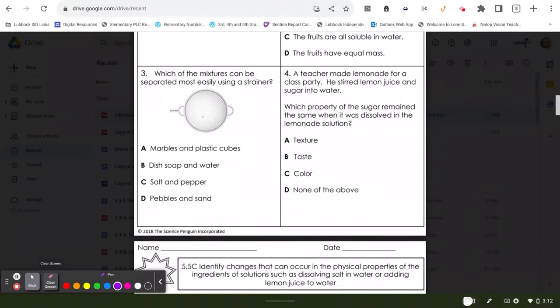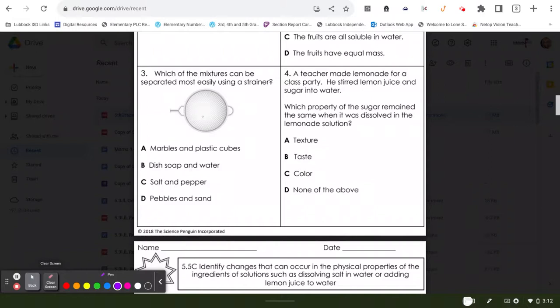Okay, last one for this week. A teacher made lemonade for a class party. He stirred lemon juice and sugar into water. Which property of sugar remained the same when it was dissolved in the lemonade solution? We've actually seen a question very similar to this. I think it was on the second 9 weeks district assessment, and it was like the orange juice mixture, like the Kool-Aid, orange Kool-Aid mixture. This one's just talking about lemonade.